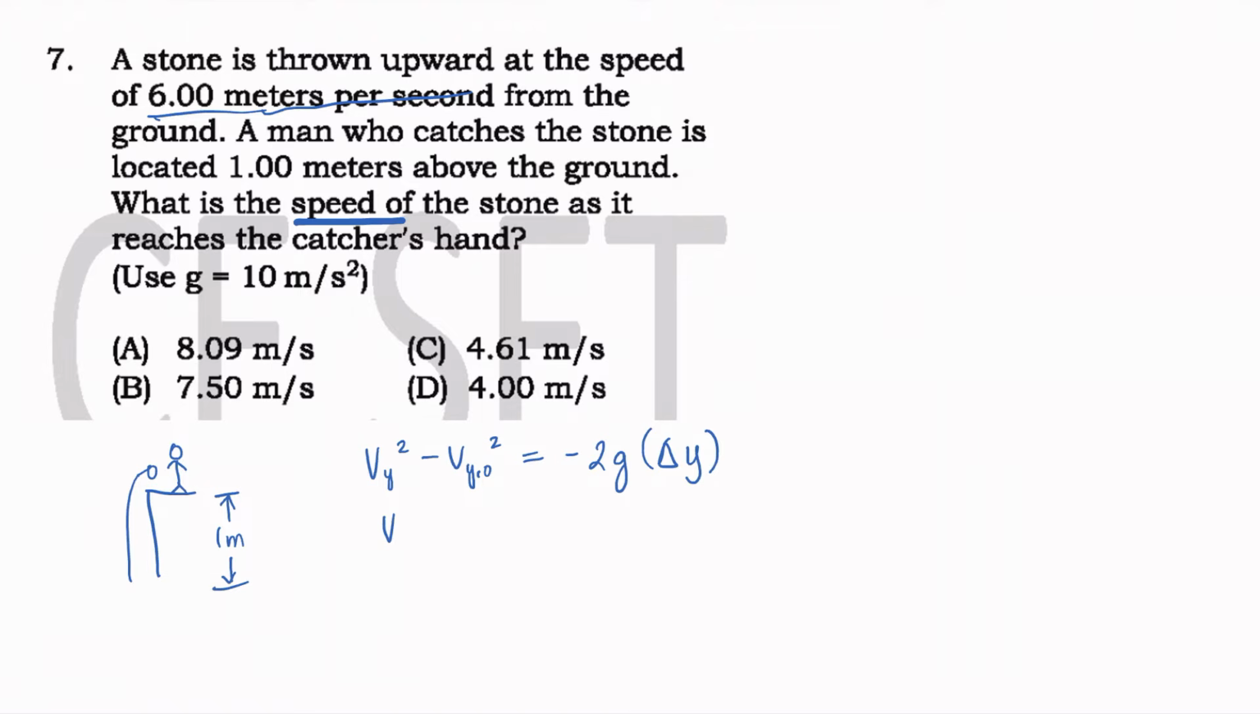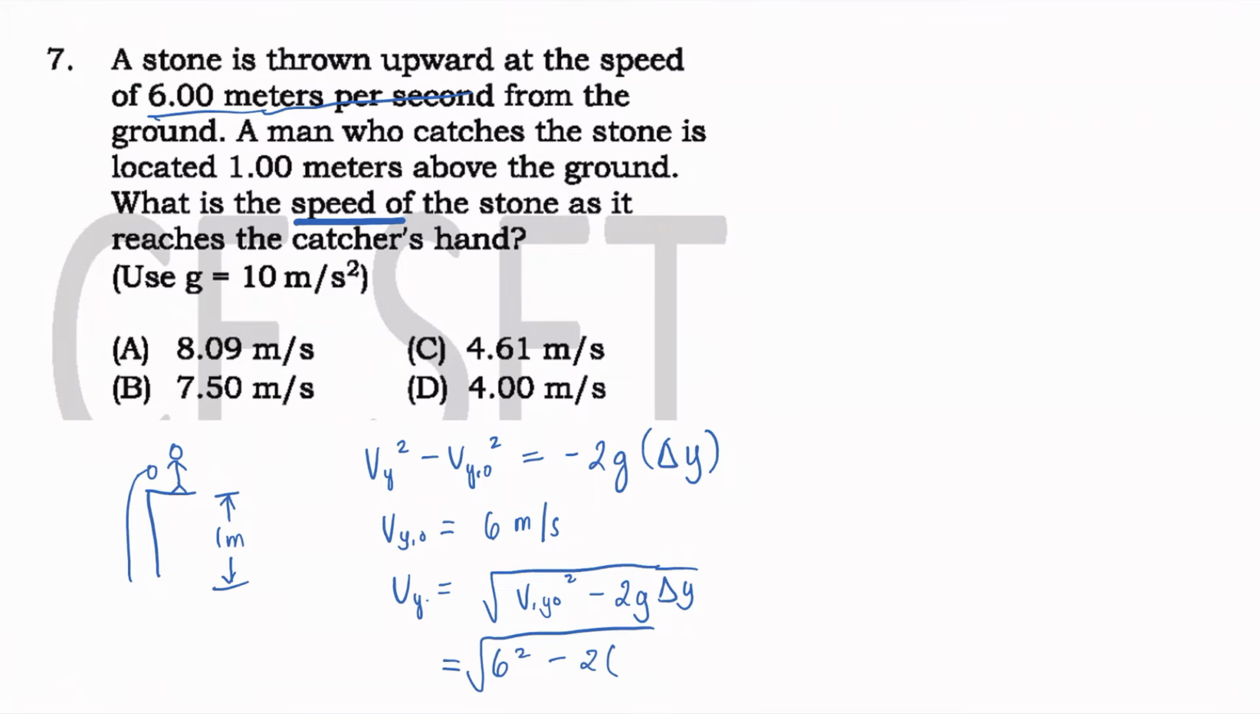So, for this problem, we have Vy naught or initial velocity equal to 6 meters per second. And then, yung Vy squared, pwede na natin makuha. I-substitute lang natin lahat. So, magiging square root of Vy naught squared minus 2g times the elevation. Equal yan sa square root of 6 squared minus 2 times 10 times the 1 meter.